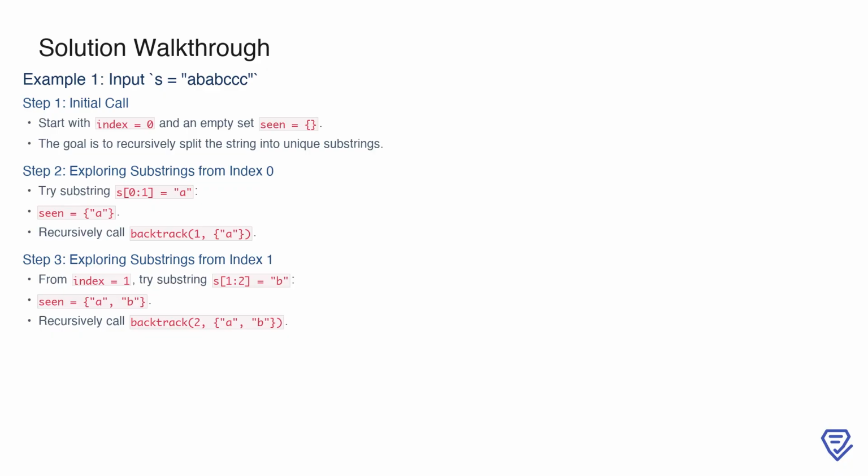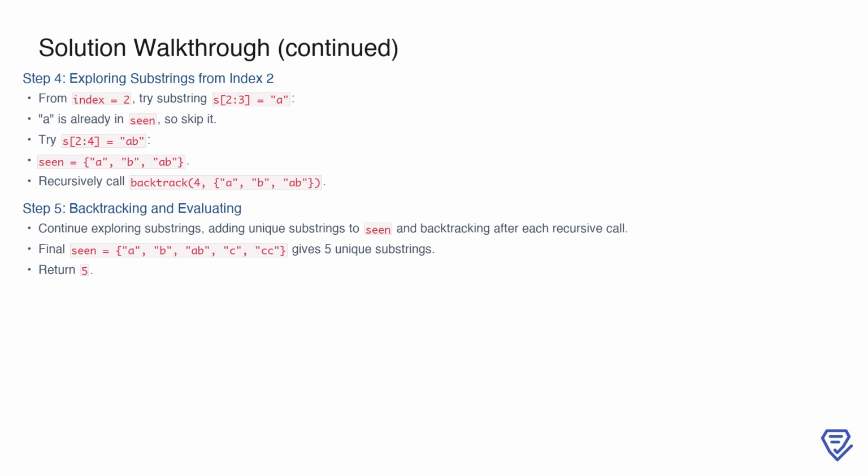Next, from index 1, we test the substring B. Again, B is unique, so we add it to seen, which now becomes A, B, and continue exploring from index 2. The process repeats recursively as we attempt to form new substrings while ensuring they are unique. At index 2, when we test the substring A, we notice that it already exists in the seen set, so we skip it and move on. Instead, we try the substring AB, which spans from index 2 to 4. Since AB is new, we add it to seen, making it A, B, AB, and continue recursively from index 4.